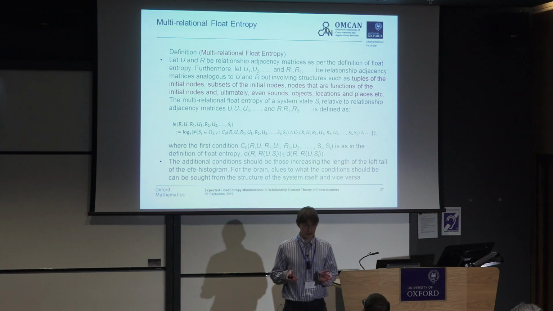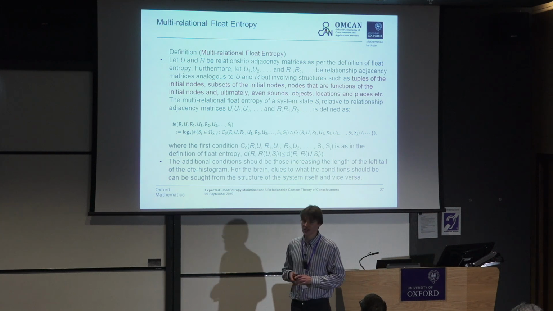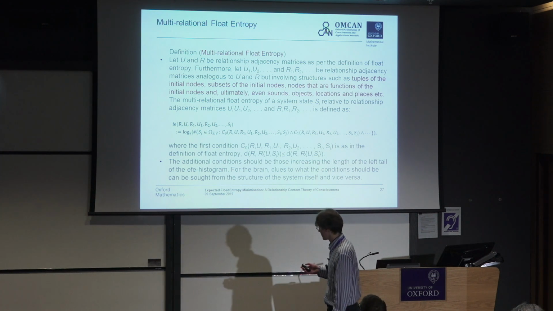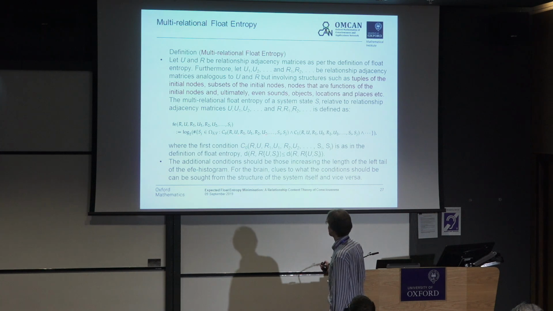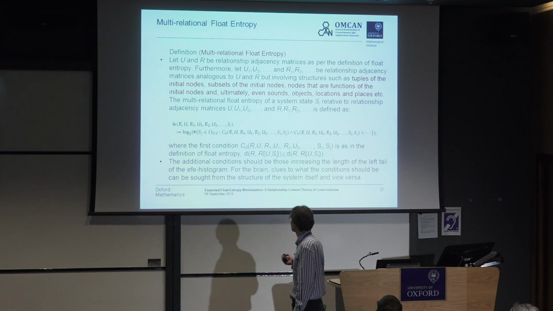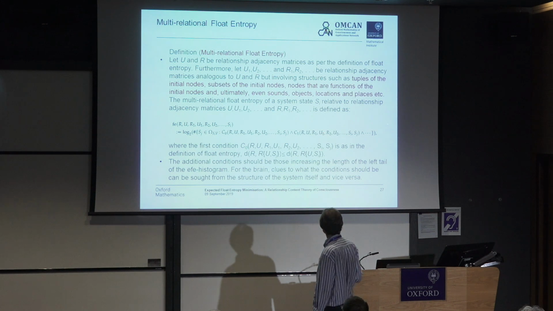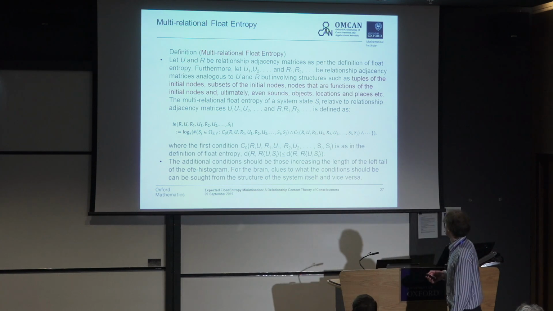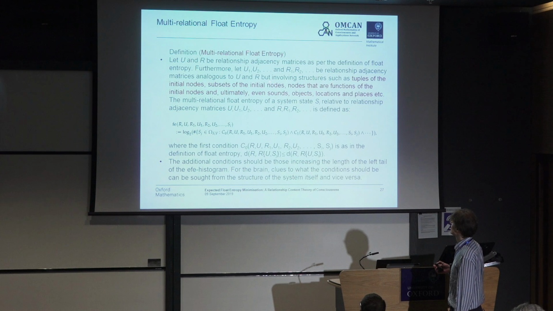This is basically float entropy again, but it's a generalization. It's got more relationships added. So the first condition here in its definition is the same as for float entropy as usual. So it's this continuity one. But then we add extras here, and we're applying it in a similar way. And these can be relationships, structures such as tuples of the initial nodes, so subsets of the initial nodes, nodes that are functions of the initial nodes, ultimately sounds, objects, locations and places, and so forth.